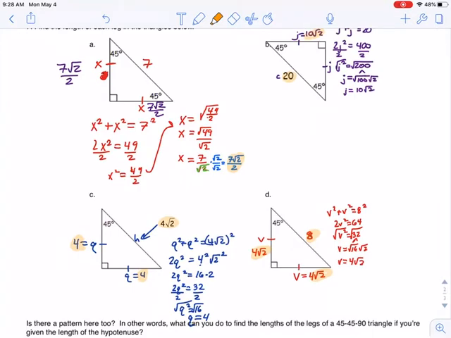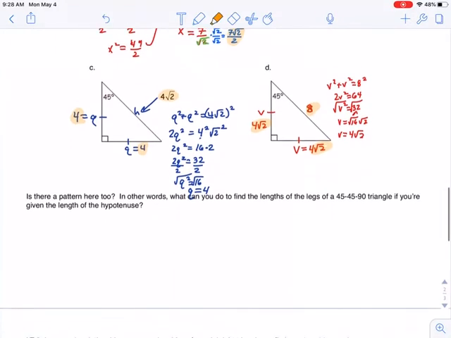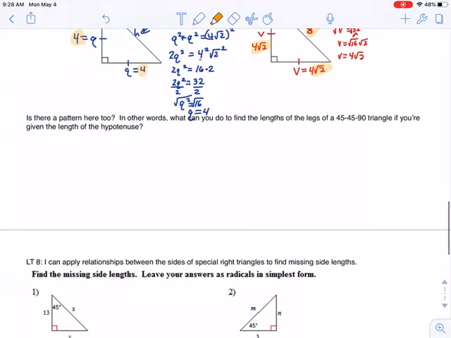All right, we've done a wide variety of problems. We had a hypotenuse that was an odd number, 7, two hypotenuses that were even numbers. We had a hypotenuse that was 4 radical 2. We were kind of all over the place. You might have realized a pattern. If you did, pat yourself on the back. If you didn't, don't worry. I'm going to explain it right here.